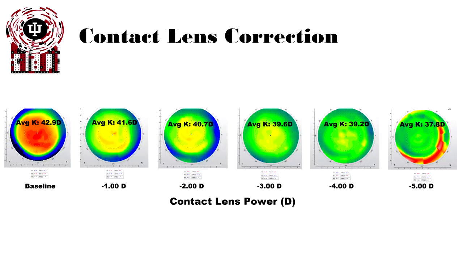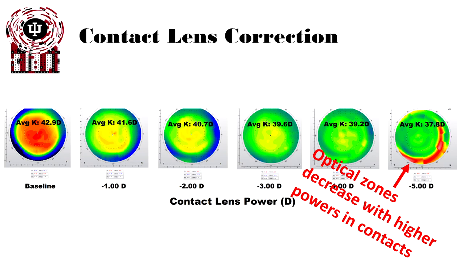To further hit home that point, here's an image where we've taken a baseline on somebody's cornea, and then we've looked at contact lens powers from -1 to -5. And what you can see is that for every diopter of prescription, it ultimately flattens that first surface of the eye, the overall power of that eye, by that amount. You also might notice this red zone here, that's the optical zone. The optical zones in contacts decrease with higher powers.